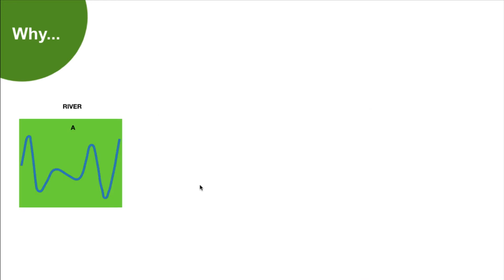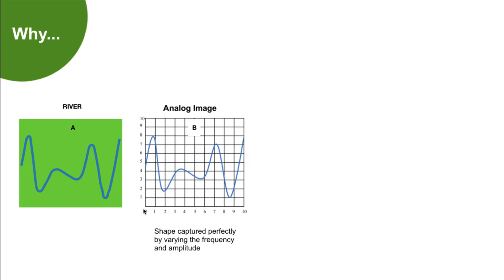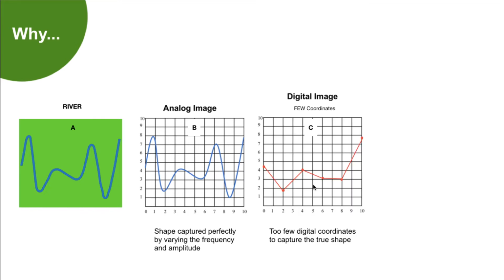Now, digital does come with a little bit of a cost. Let's imagine we have a satellite that's trying to take a picture of a river that has bends and curves, and we want to send that information back down below. One way we could do that is using an analog image. Basically, we'd capture the shape perfectly by varying the frequency and the amplitude of the wave. But we know we want to send it by a reliable digital signal, so we start collecting a few coordinates and converting those to numbers that we can send over binary.